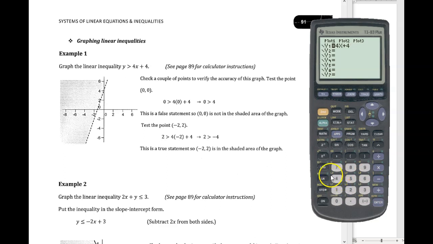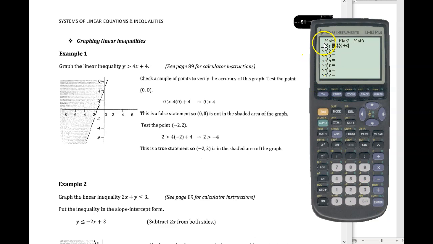Now, this is an inequality. If we were to graph this as it is, we would select graph and get a line as if it was an equation. But this is an inequality, so we have a region of solutions, not just a line. So let's go back to the y equals. We want to tell the calculator how to shade. If we go over here to the very left, y is greater than 4x plus 4, so we want to shade above the line. We press enter however many times to show the top part being shaded.